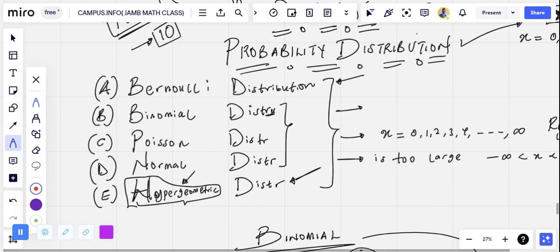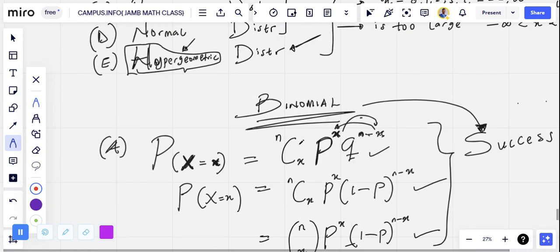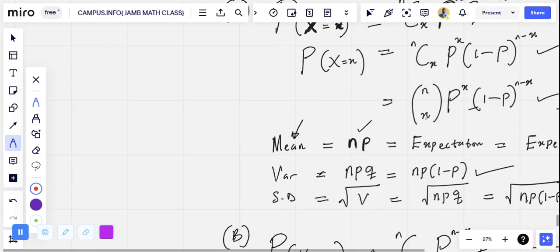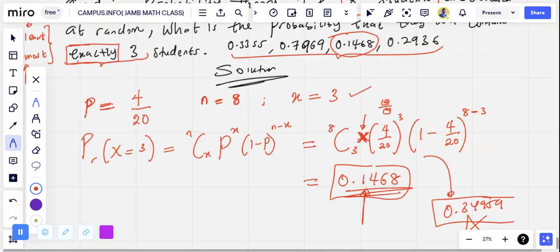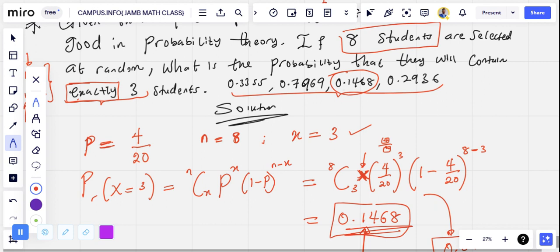They follow the same pattern. It's just that their formula is different. All right? So if they ask us to do it for exactly three, it's still the same process. That's all. So guys, I've explained this and we already have our answer as 0.1468.